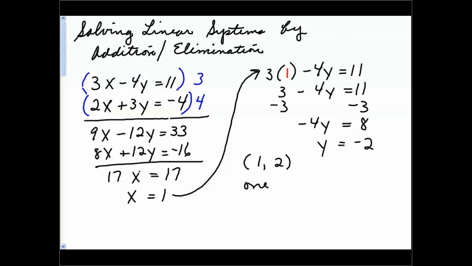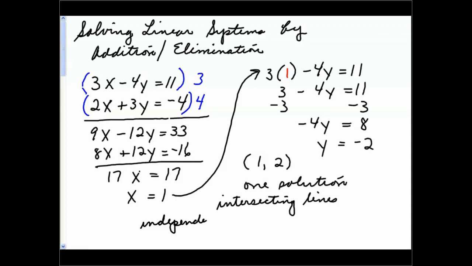So there is one solution, which means we have intersecting lines. They are independent equations, and a consistent system.